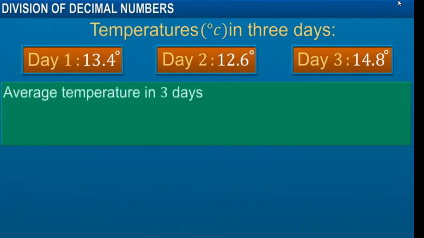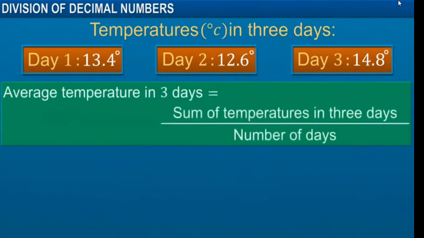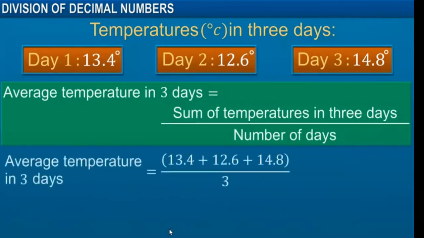To calculate average temperature, we can use the formula sum of temperature in 3 days divided by number of days. On substituting the values, we get 40.8 upon 3. To find the average temperature, we need to divide 40.8, which is a decimal number, by 3, a whole number.